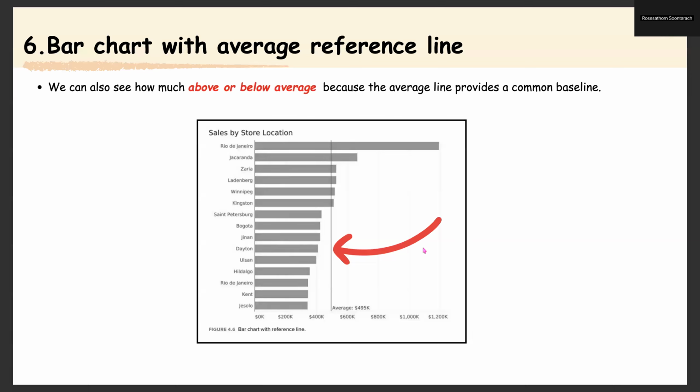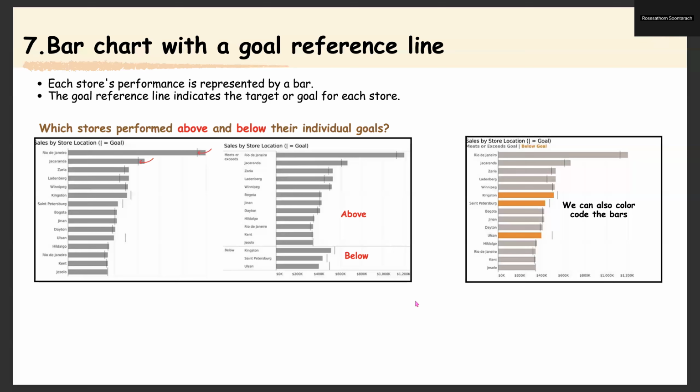So sometimes you can put a reference line like this. You can see the above or below average. And for the stores, sometimes you can put a goal reference line like this. So you can see which store performs above and below their individual goals. These are above and these are below. Sometimes you can also do the color code like this. So this shows the below goal.